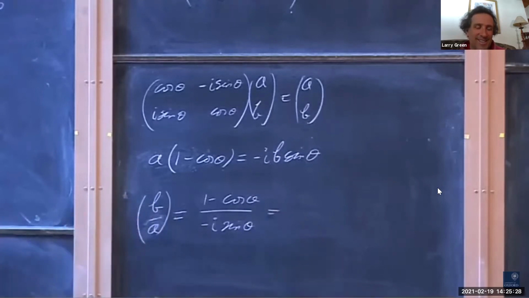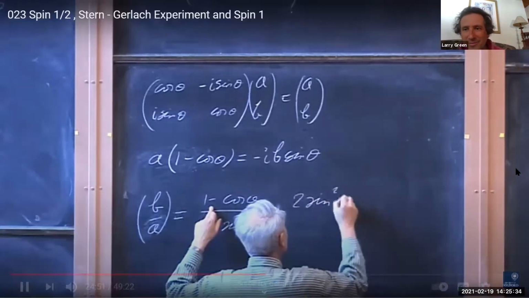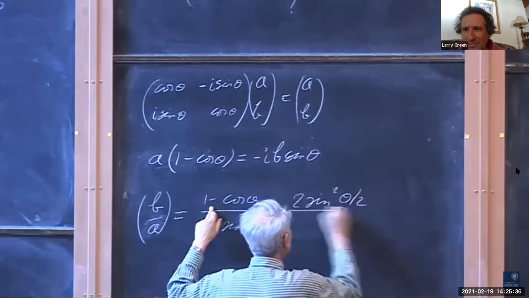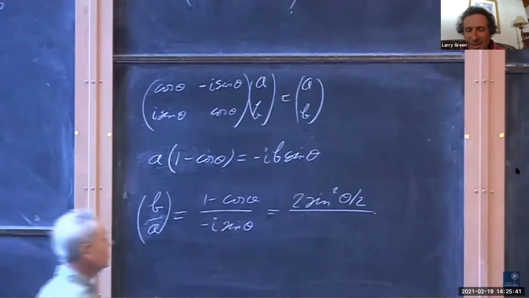And we can clean this up a bit if we use some half angle formulae, because this on the top is twice the sine squared of theta over 2. Sine theta is twice sine theta over 2 cos theta over 2.